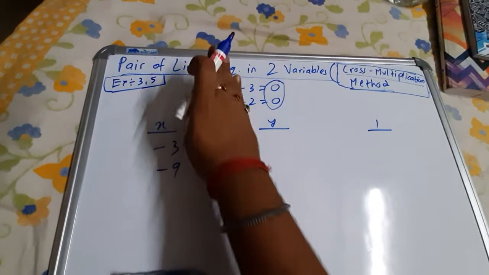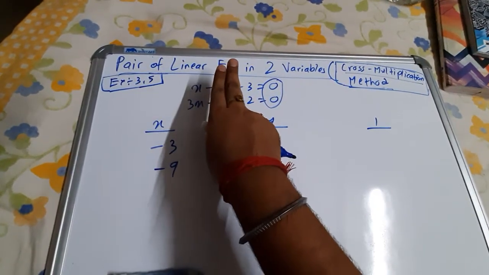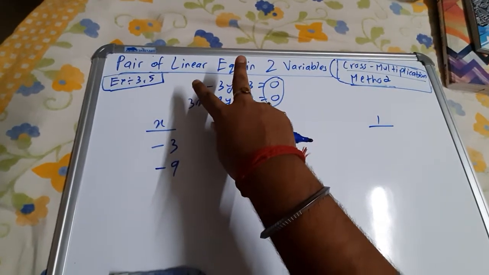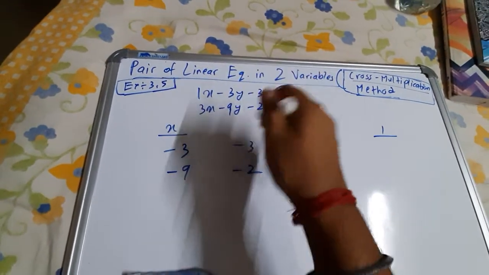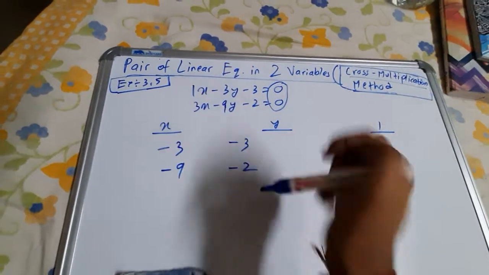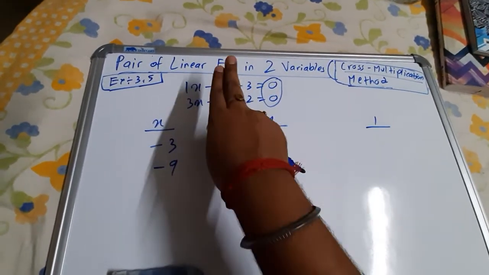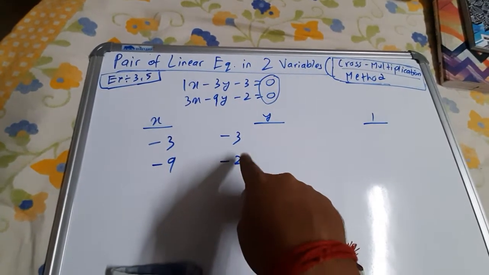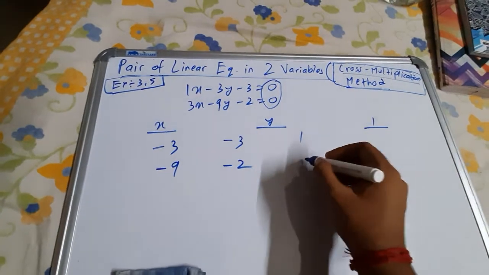Then cover y. What do we get? Minus 3. On the left hand side, what is given? It is 1 and 3. Over here minus 3 minus 2, but we have already written minus 3 and minus 2, so we will write 1 and 3 on the left hand side.